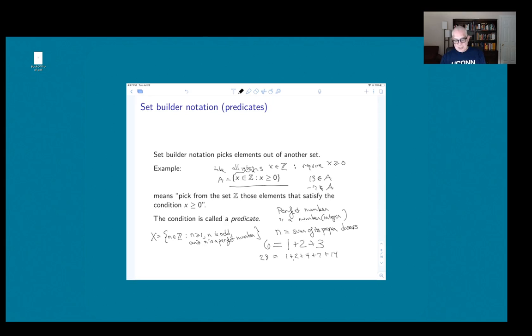So you can get yourself into trouble pretty quickly with these predicates. They can be deceptive. But nevertheless, this set is well defined, even if we human beings don't know whether there are any elements in there or not.